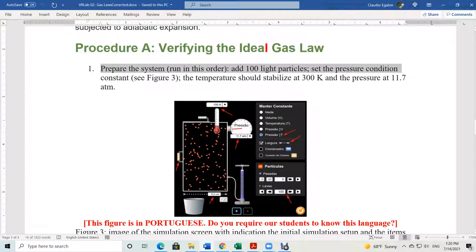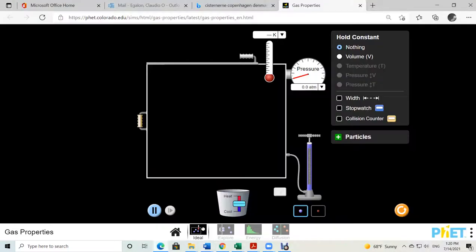So we want to put 100 light particles there. Let's see. Pressure, nothing, hold constant. Let's see here.